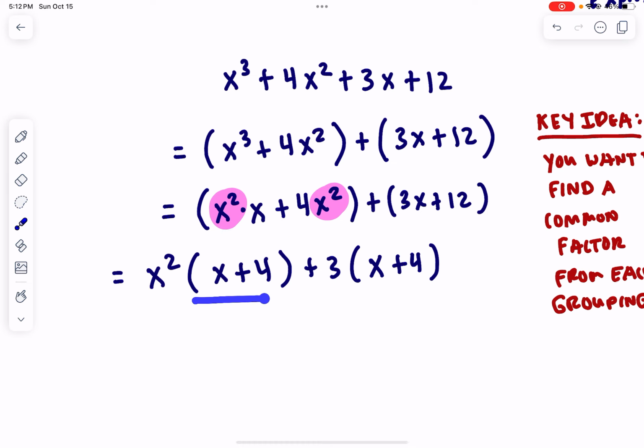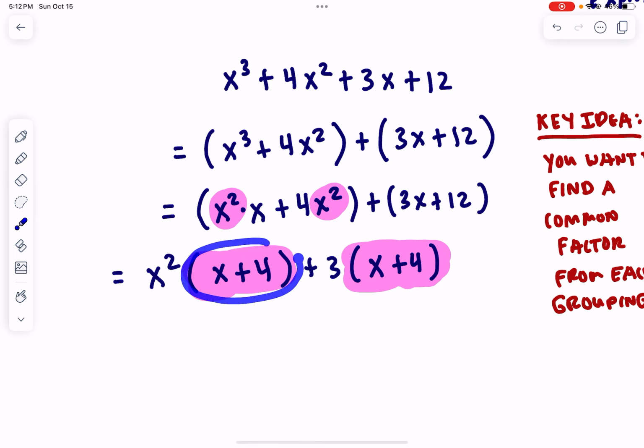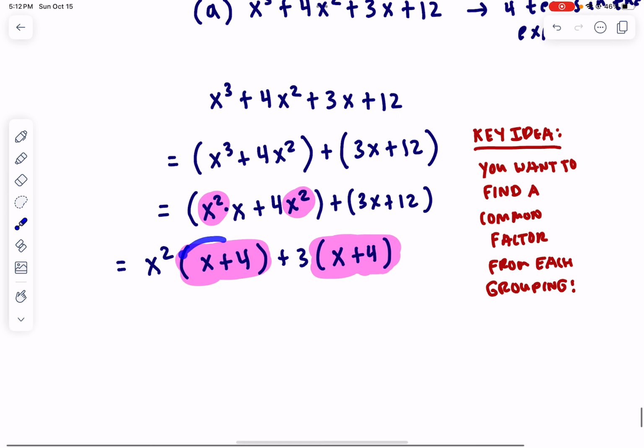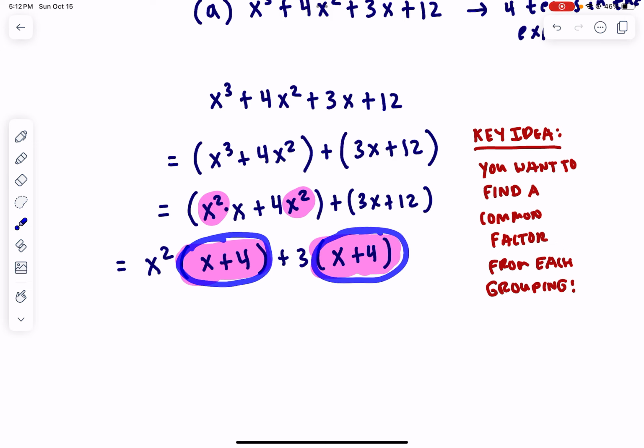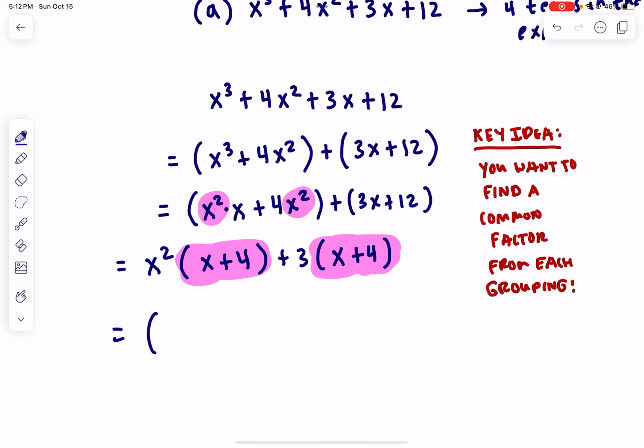Notice that in this expression, you have an x plus 4 and an x plus 4 over here. So let me just highlight that. X plus 4, x plus 4. Because this term and this term share the same term of x plus 4, we can then factor out once again this term from each of these. So that'll be parentheses x plus 4.